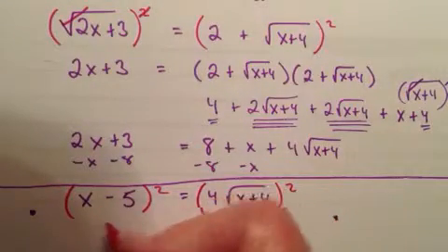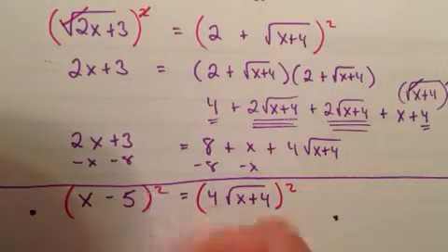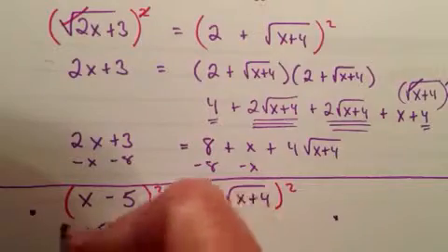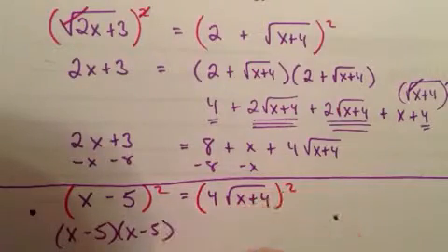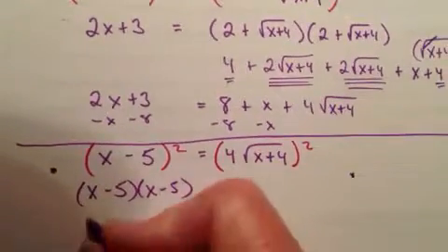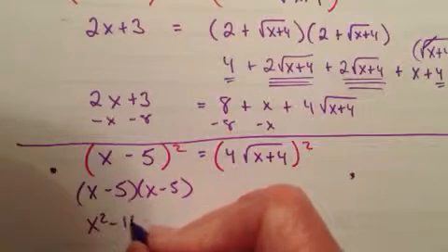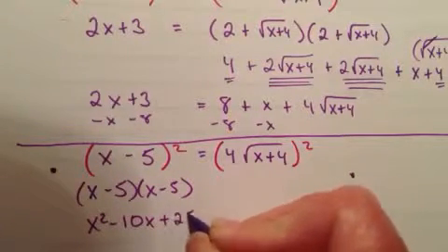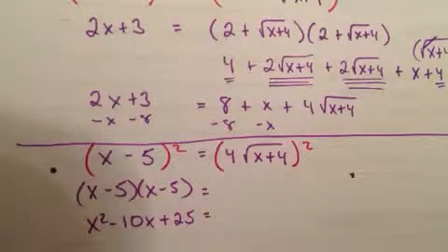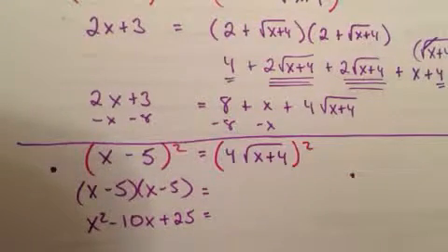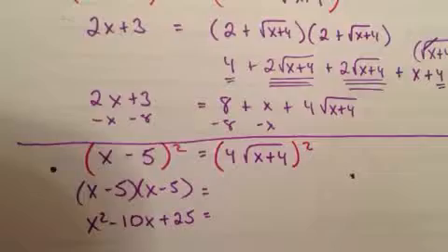So this side, remember, is x minus 5 times another x minus 5. You guys are all pretty good at that now, so I don't worry about that too much. x squared minus 10x plus 25. I don't think I went too fast for anybody there. Make sure you have that middle term, negative 5x is minus 10x.